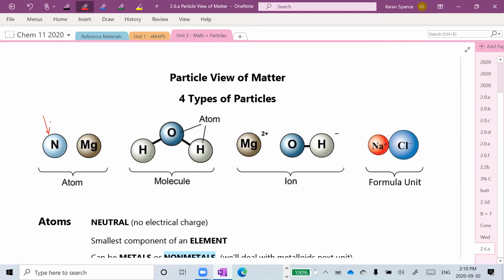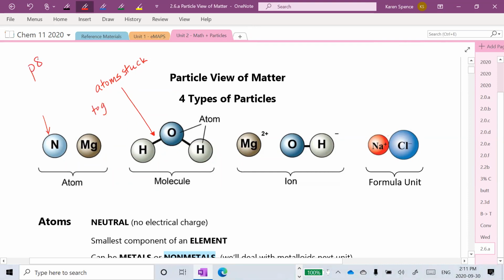If you have atoms that are stuck together by covalent bonds, whoops, forgot the S on the beginning of stuck. This is page 81. And we'll talk more about what covalent bonds are in just a bit.